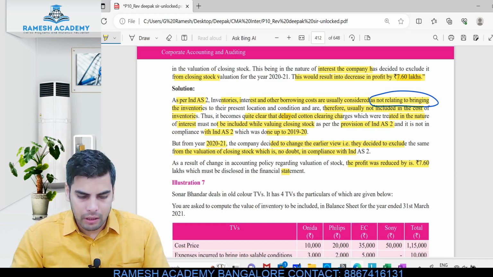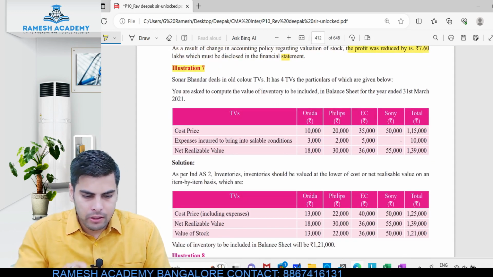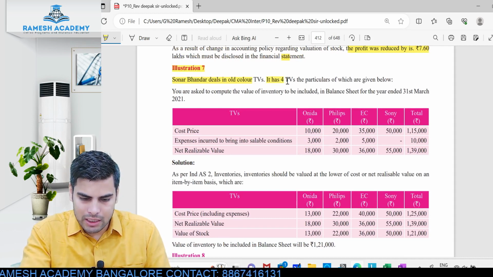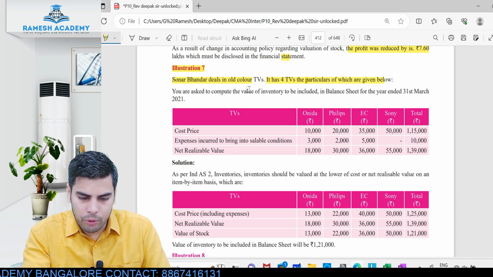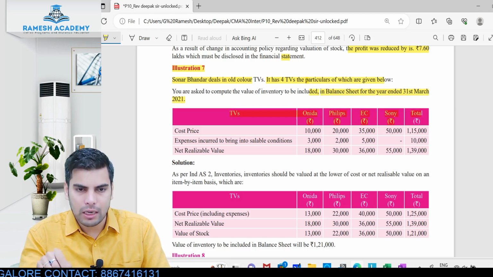All right, so let's move on to illustration number 7. Sonar Bhandar deals in old color televisions. It has 4 TVs, the particulars of which are given below. You are asked to compute the value of inventory to be included in the balance sheet for the year ended 31st March 2021.